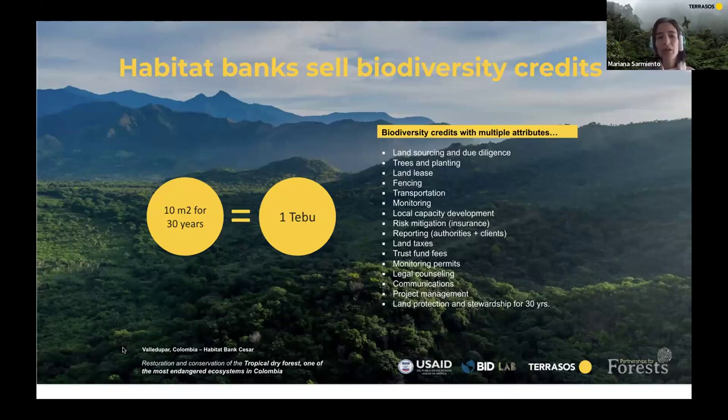So when you purchase a TEBU, you're paying for all the land sourcing and due diligence, the trees and the planting, the land lease, the fencing, transportation, monitoring, insurance that may go with these projects, reporting, land taxes, trust fund fees, legal counseling, communications, project management, and land protection and stewardship for 30 years. So what a TEBU really is: you buy today, but you're ensuring protection for 30 years.